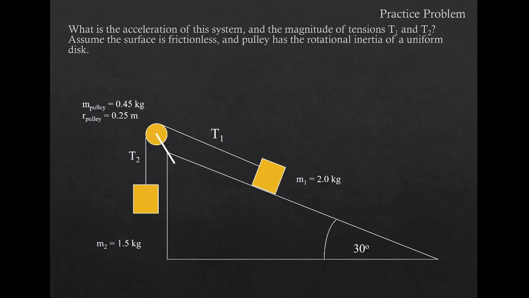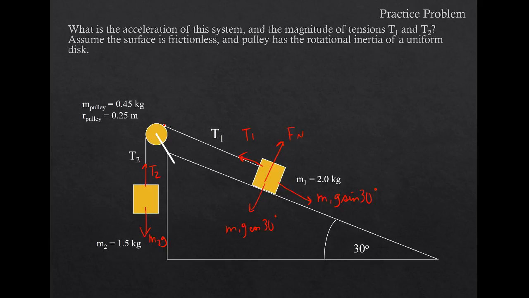But as mentioned, here's our example problem. We want to calculate the acceleration of the system, as well as the magnitude of the tensions T1 and T2. So this is pretty much the exact same thing that we had before. We are going to quickly draw forces. So we have M2G and T2 on block M2. We are going to have, let's just call it, M1G sine 30. And T1 and F normal, and this will be M1G cosine 30.